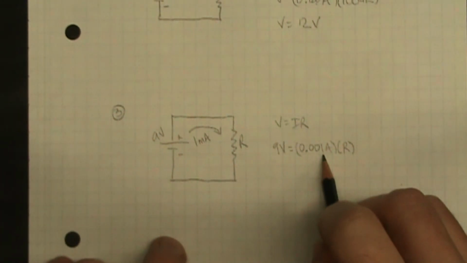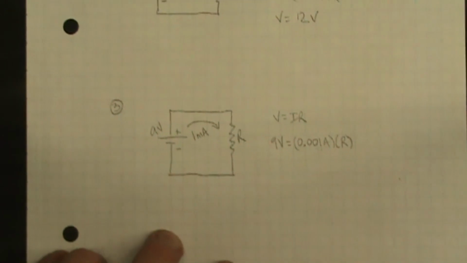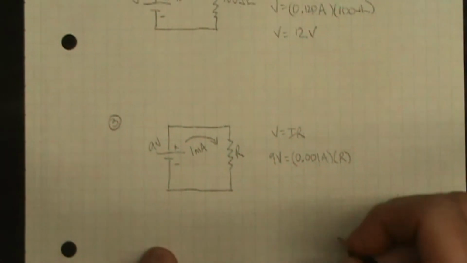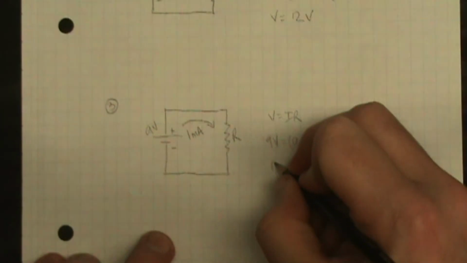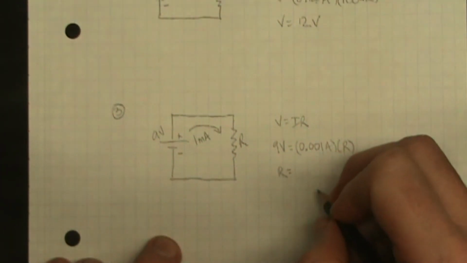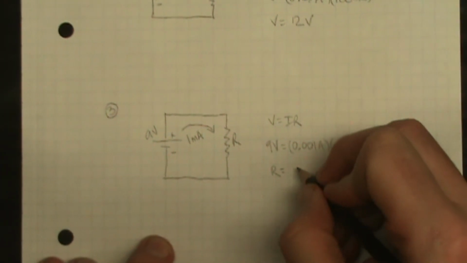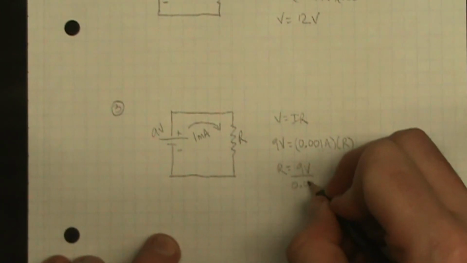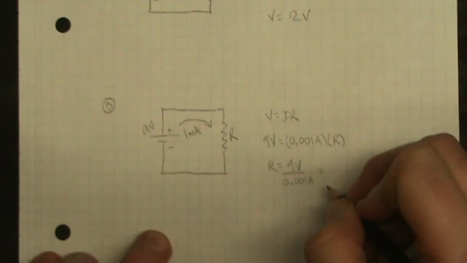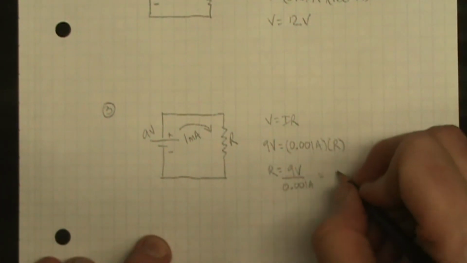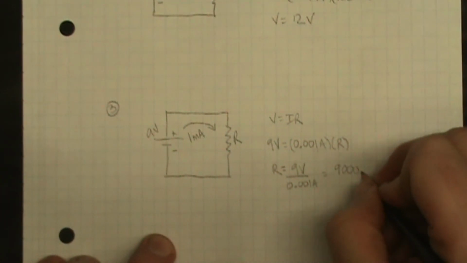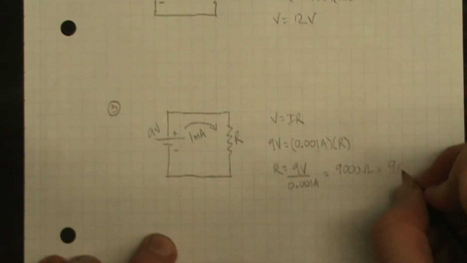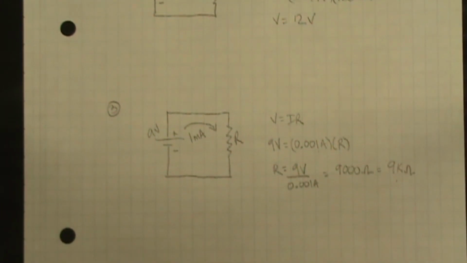Don't forget to change your units on your current here. That's very important, or you will receive the wrong answer. Use a little algebra to rearrange. R equals 9 volts divided by 0.001 amps, and that will give us 9,000 ohms, which equals 9 kilo ohms.